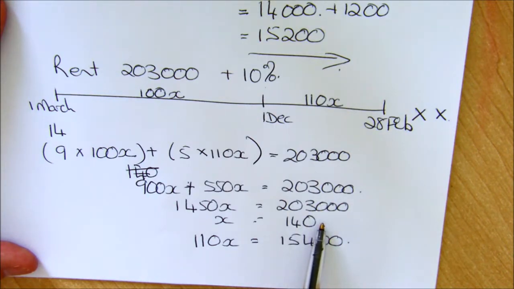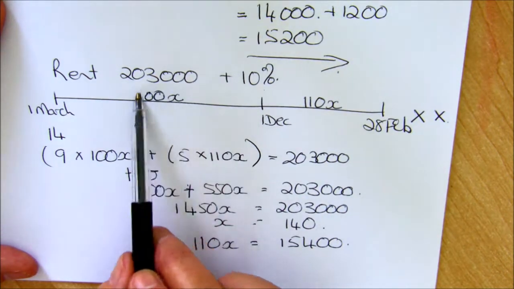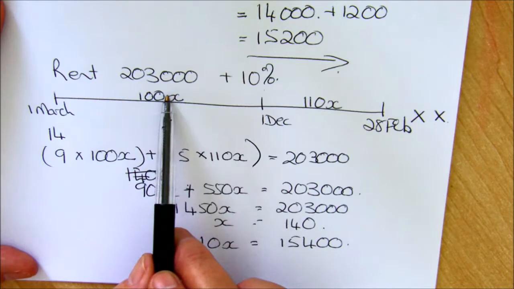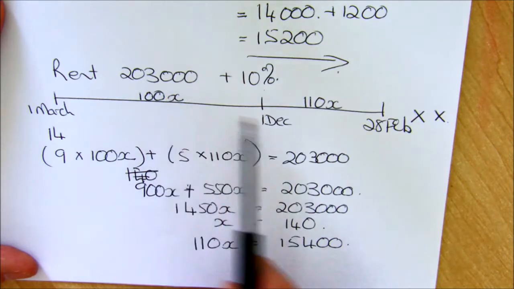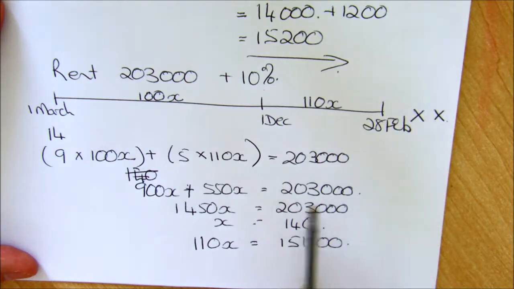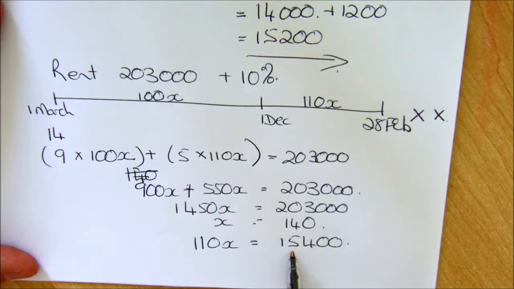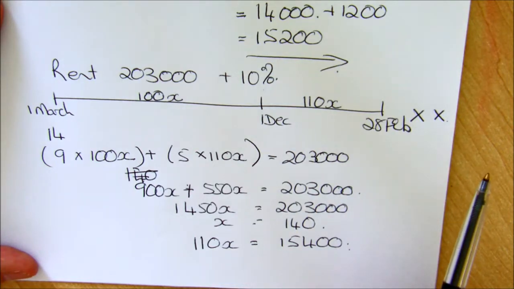But that's not the end, that's just what x is equal to. The rent originally was 100 x's, so 100 times 140, and after the increase, the prepaid amounts that we've got to subtract is going to be 110 x's, so 110 times 140, and your rent is 15,400 per month. 2 months of it prepaid.